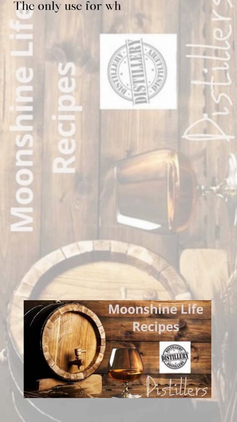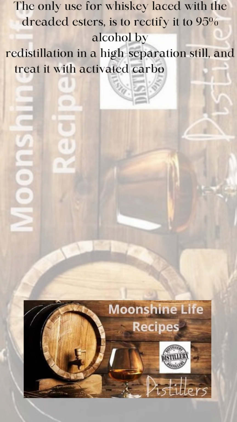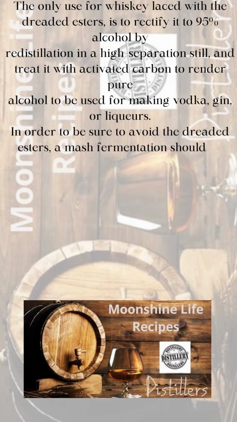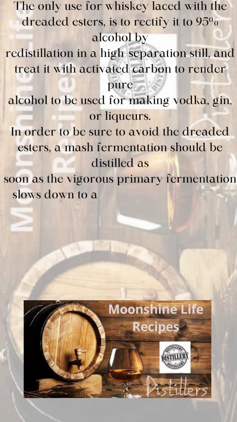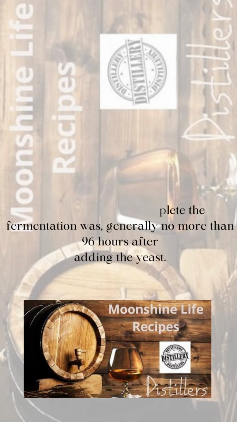The only use for whiskey laced with the dreaded esters is to rectify it to 95% alcohol by redistillation in a high separation still, and treat it with activated carbon to render pure alcohol to be used for making vodka, gin, or liqueurs. In order to be sure to avoid the dreaded esters, a mash fermentation should be distilled as soon as the vigorous primary fermentation slows down to a slow spurious bubbling, regardless of how complete the fermentation was, generally no more than 96 hours after adding the yeast.